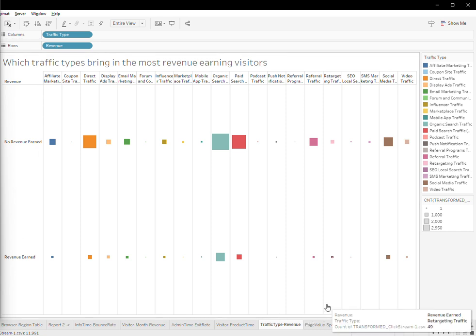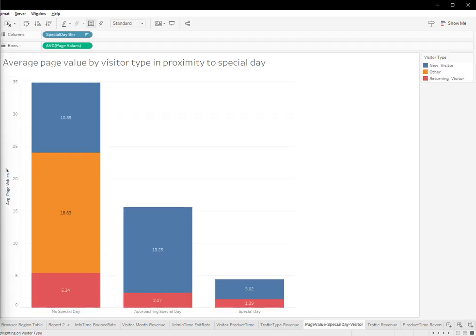So question 5 asks, does the visitor type influence the average page value on special days and holidays? Looking at the bar chart, a large chunk of other visitors make up the visitors on no special day, which I'll assume are just website administrators, as they will be visiting the website extremely often on working days, away from special days. So I'll ignore them as I want to analyze the trends of typical user behavior.